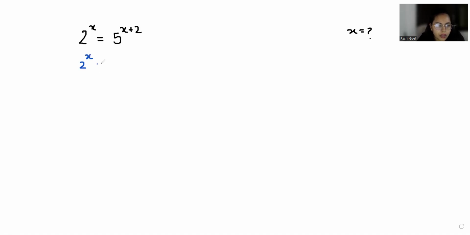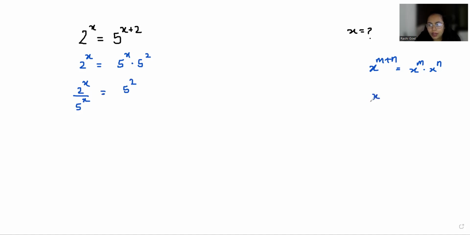So 2^x equals, according to the exponent rule, x^(m+n), we can write it as x^m times x^n. So it becomes 5^x times 5^2. So 2^x divided by 5^x is equals to 5^2.